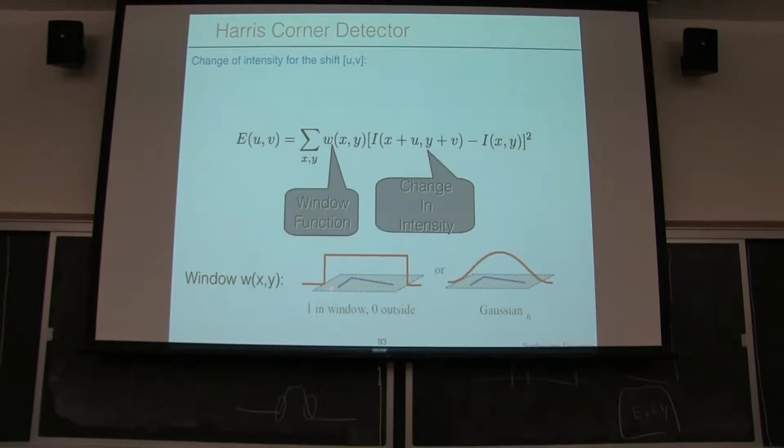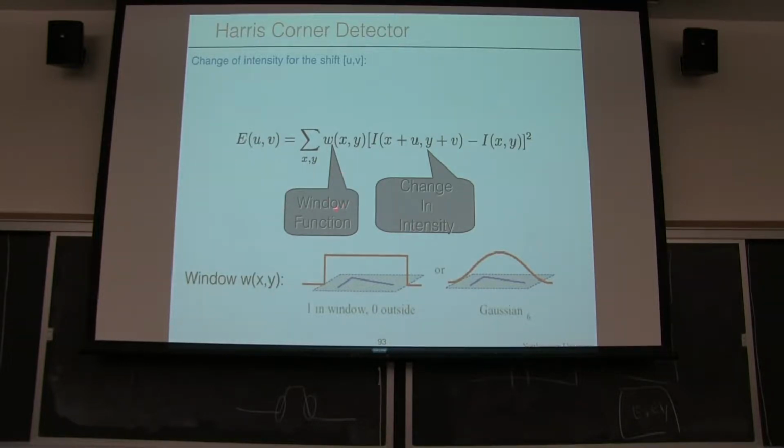I could directly sum over the neighborhood, which is equivalent to having a box window. Or I can say, well, I'm doing an average, so let's do a weighted average. And so let's use a Gaussian window.